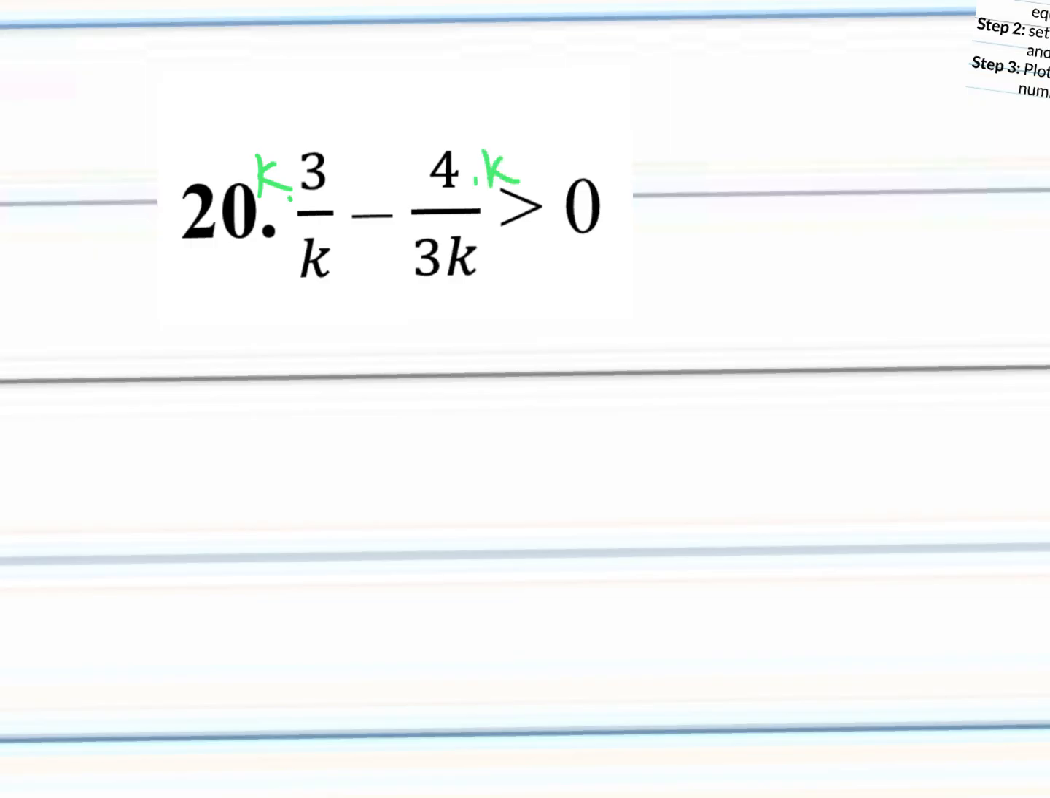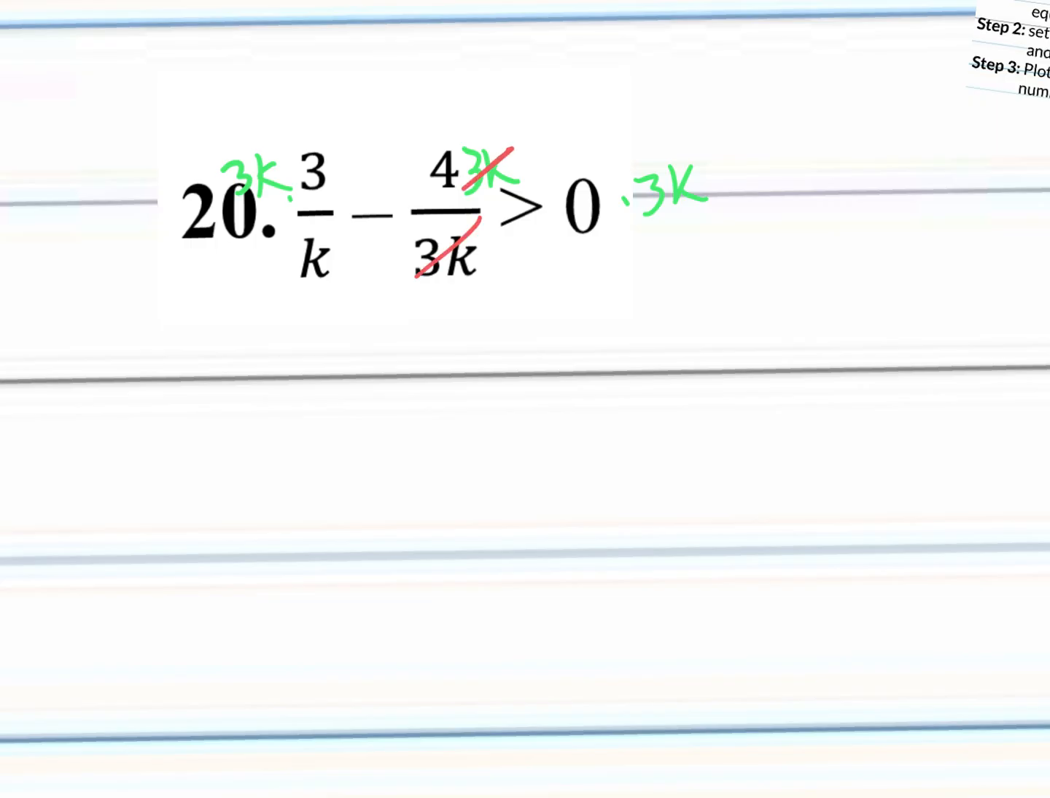You know what? It's probably better to go with 3k because it'll get rid of both of them at the same time. So if we go 3k and 3k, check it out. Don't forget, multiply the 0 times 3k, which is not going to do anything. But if you look at this fraction, cancel it with that denominator, 3k's are gone.